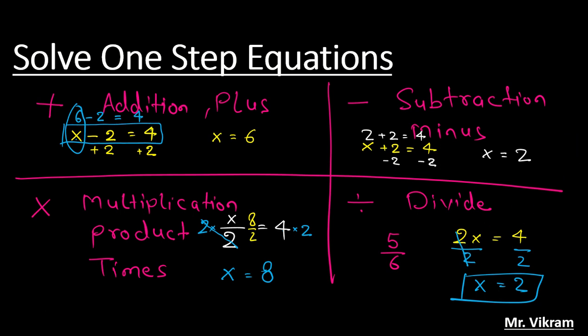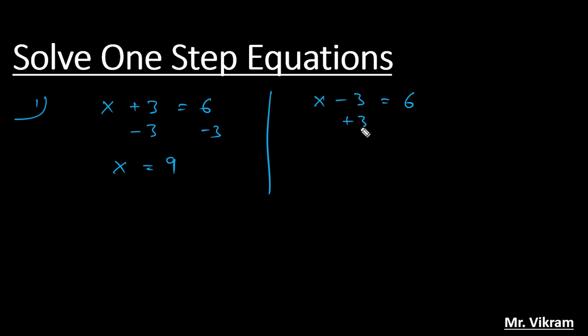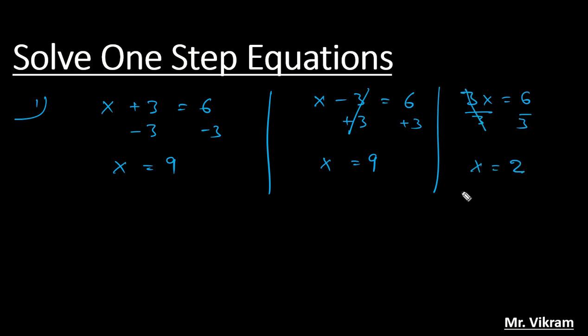Let's quickly try a few more questions. Now, let's say x plus 3 is equal to 6. What you will do? Minus 3 on both sides. x is equal to 6 minus 3, which is 3. If you have x minus 3 is equal to 6, what you will do? Plus 3 on both sides. So x is equal to 6 plus 3, which is 9. Next we have 3x equals 6. What you will do? Divide, and x is equal to 2. 6 divided by 3 is 2.